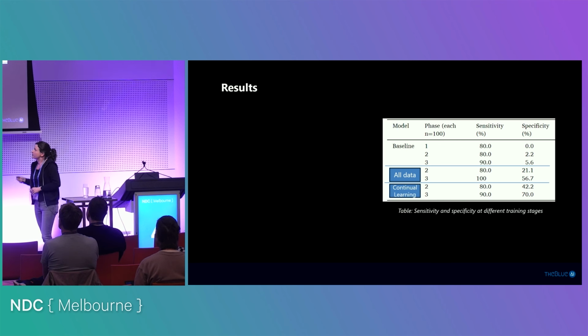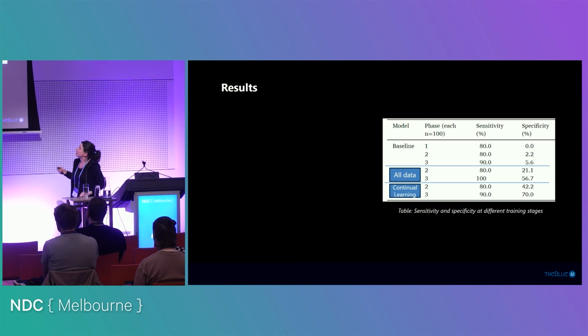What happened with the all data model? Again, this was just for research purposes. Usually we couldn't store the data whenever we want, but we just did it for comparison. So it was able to recognize 8 to 10 out of 10 examples, which was quite good. And it also increased the specificity quite a lot, meaning that changing the data distribution helped a lot here, so it doesn't create so many false positives.